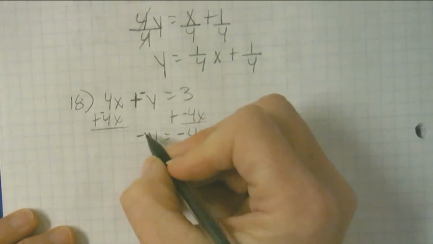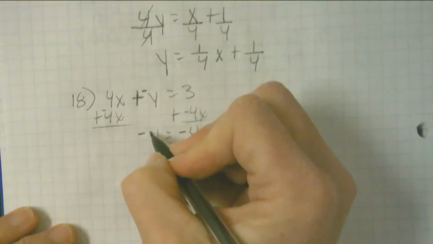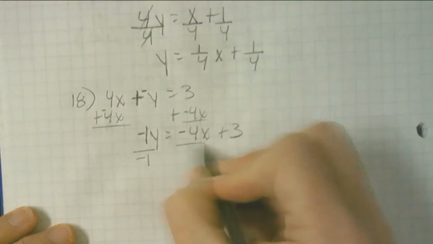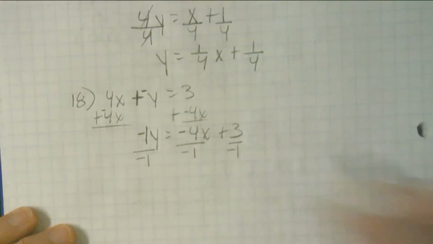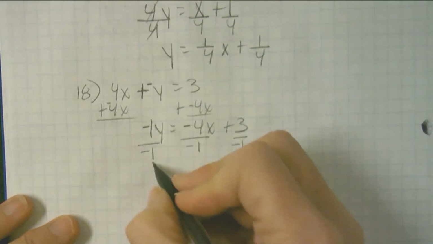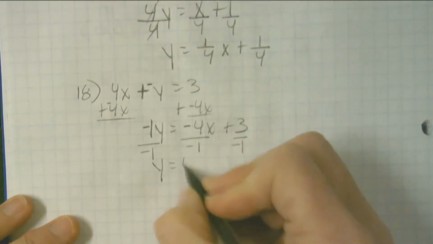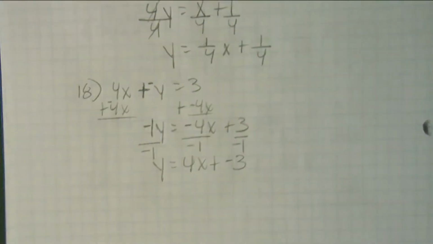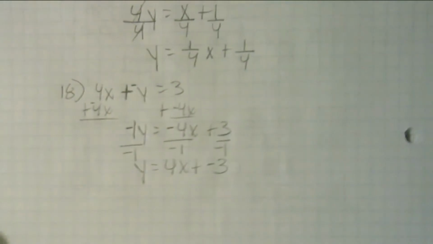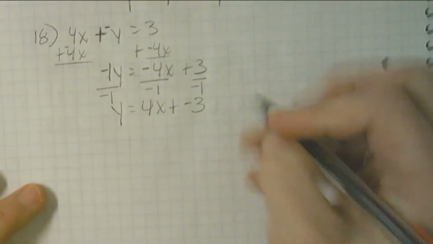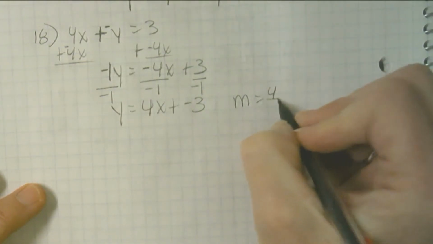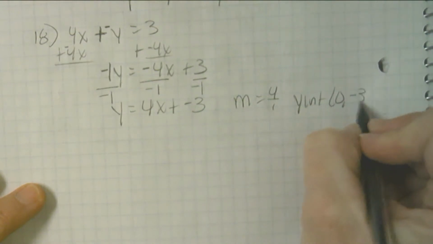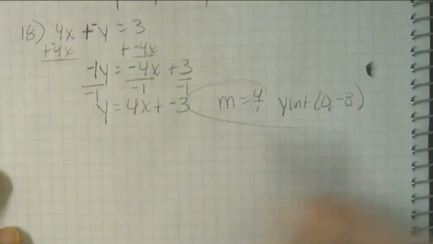Well, I don't want a negative y. I want a positive y. And this is like a negative 1 times y. So I need to divide all the sides by negative 1, or every term. So I have y is equal to a positive 4x plus a negative 3. All right, and now from here, I need my slope, which is 4 over 1. And I need my y-intercept, which is 0, negative 3. Please make sure you identify those.